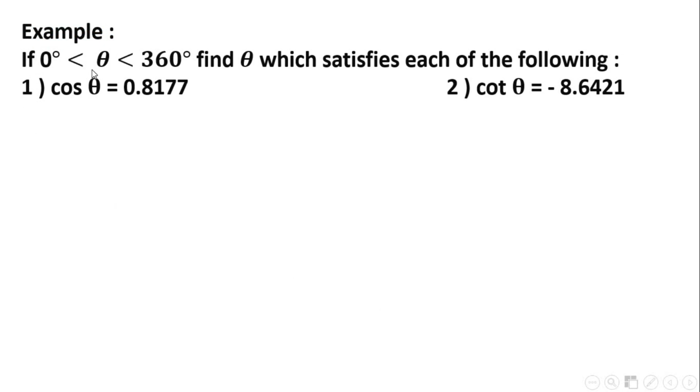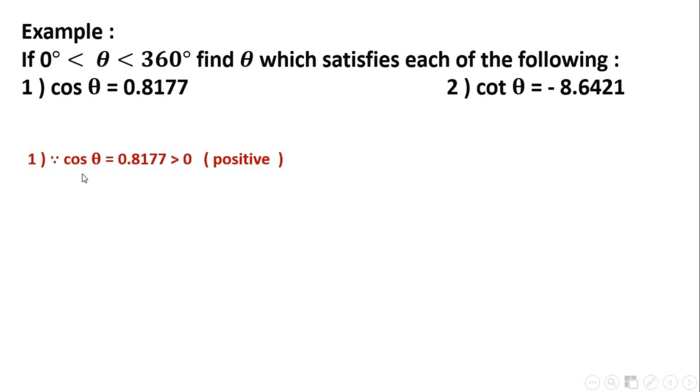Example: if theta is between 0 degrees and 360 degrees, find theta which satisfies each of the following. Number 1, cosine theta equals 0.8177. Number 2, cotan theta equals negative 8.6421.